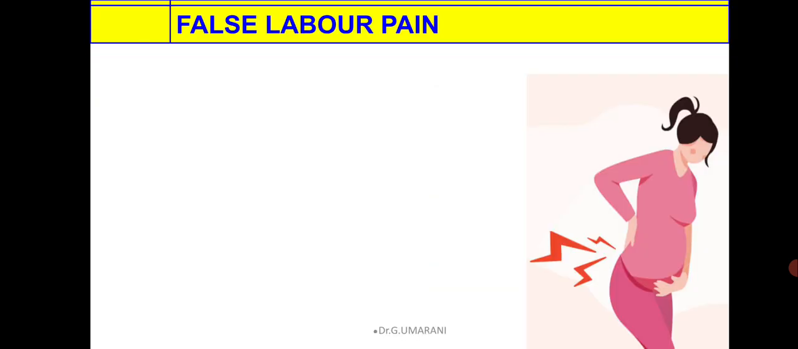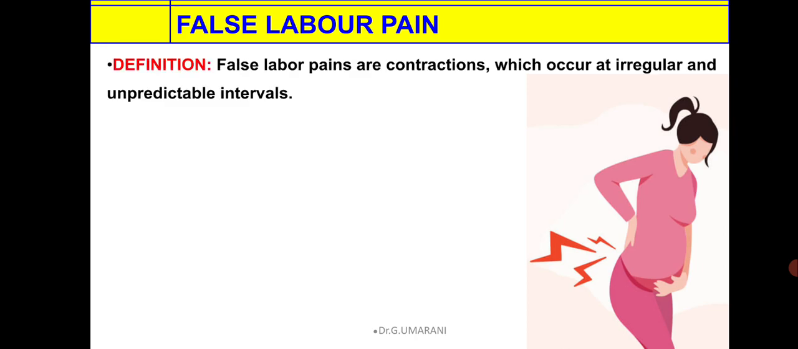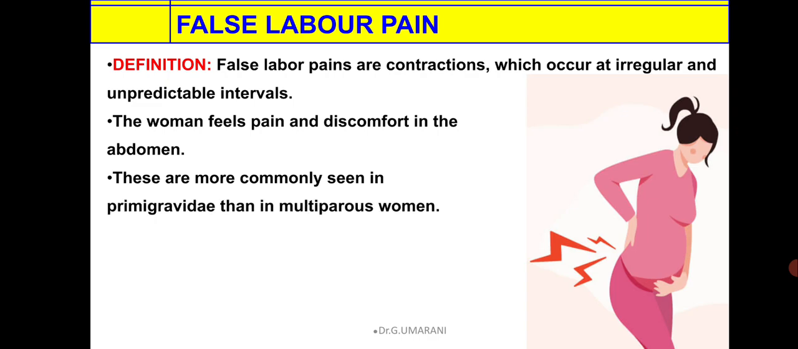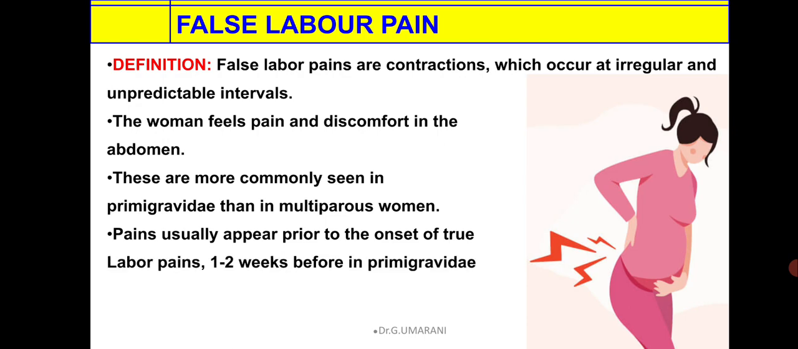And what is the definition of false labor pain? False labor pains are contractions which occur at irregular and unpredictable intervals, and the woman feels pain and discomfort in the abdomen. These labor pains are more commonly seen in the primigravida than the multiparous woman. And these pains usually appear prior to the onset of true labor pains, 1 to 2 weeks before in the primigravida, whereas in the multiparous a few days before the true labor pains.